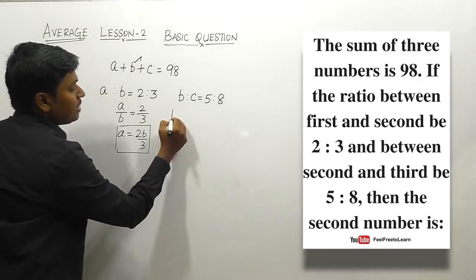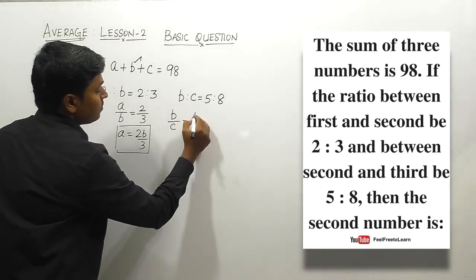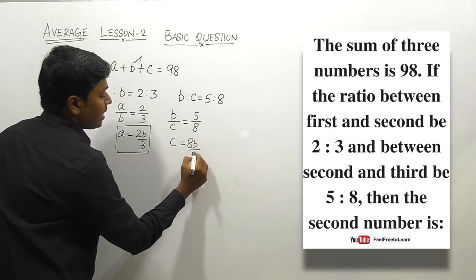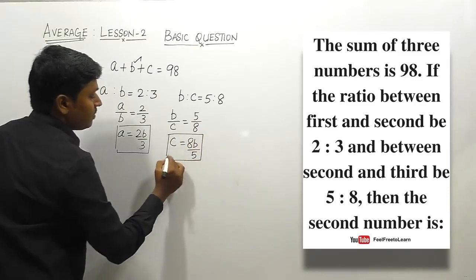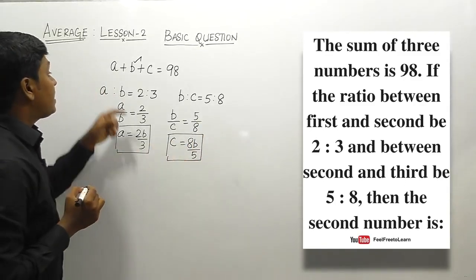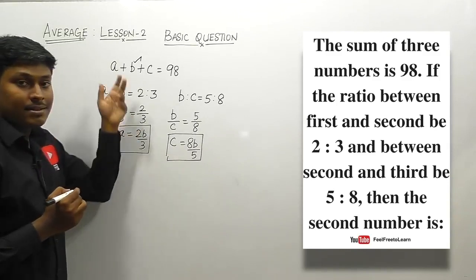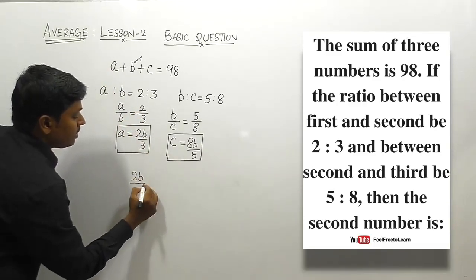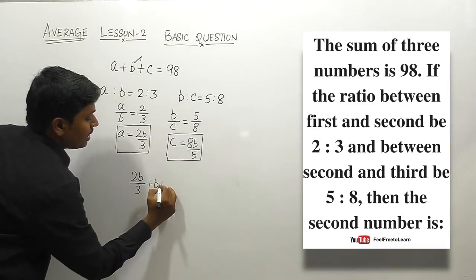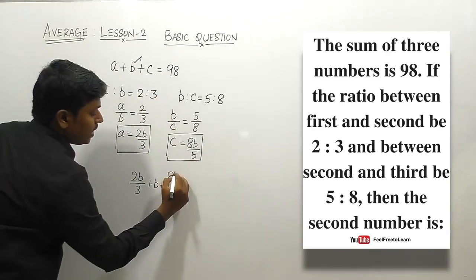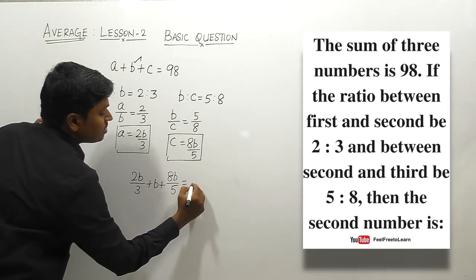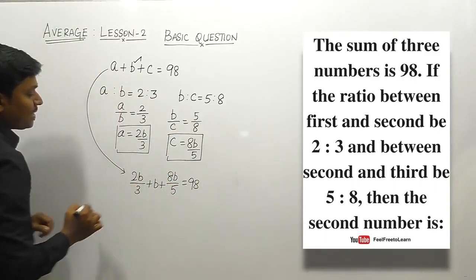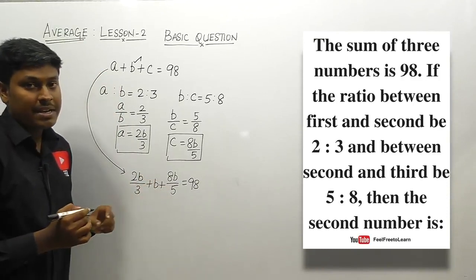And similarly, B by C is equal to 5/8. So C is equal to 8B/5. So finally we can say that the value of C will be 8B/5. So friends, I'm just going to substitute A and C in this expression, right? So A will be 2B by 3, and B, and C will be 8B by 5, so 2B/3 + B + 8B/5 is equal to 98. So friends, finally I have converted the complete expression in terms of B, that is the second number, right?